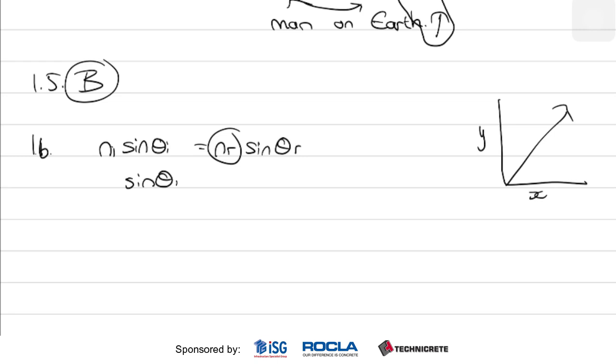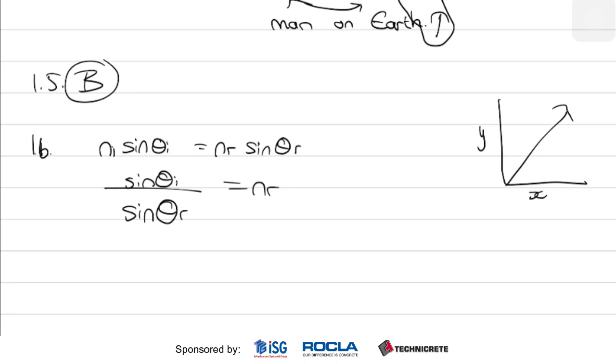Whenever you're trying to solve for something or figure something out, you need to isolate that variable. So how could you do that? You could divide both sides by sine r. So if you divide both sides by sine r, you would get sine theta i over sine theta r is equal to the refractive index of the material.